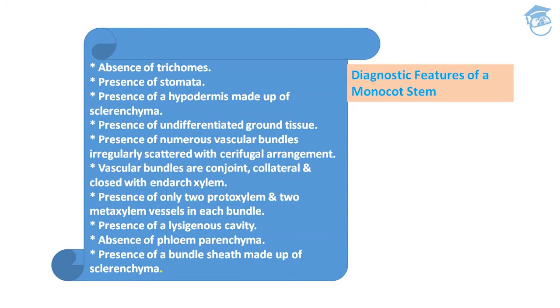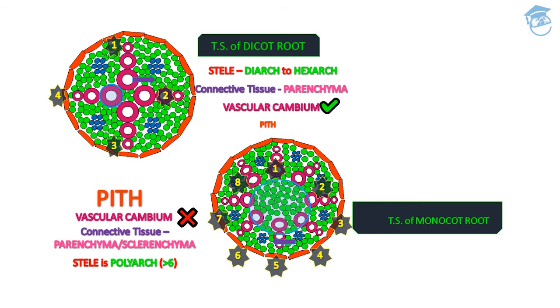Diagnostic features of monocot stem: absence of trichomes, there are no trichomes present, presence of stomata, presence of hypodermis, which is made up of sclerenchyma, presence of undifferentiated ground tissue, as I have shown you in the diagram, and numerous vascular bundles, they are irregularly scattered with the centrifugal arrangement, and vascular bundles are conjoint, collateral, and closed type. Okay, presence of only 2 protoxylem and 2 metaxylem vessels in each bundle is seen. Presence of lysigenous cavity is also seen, but no phloem parenchyma is seen. Okay, so these are the diagnostic features.